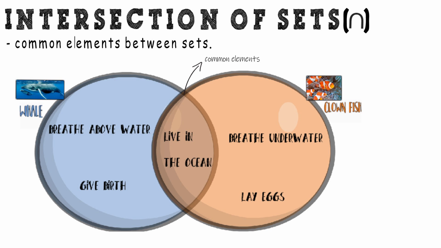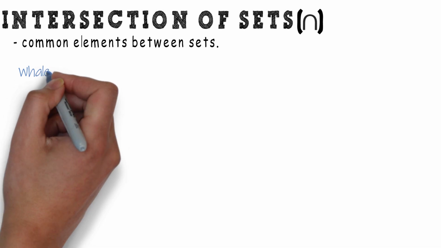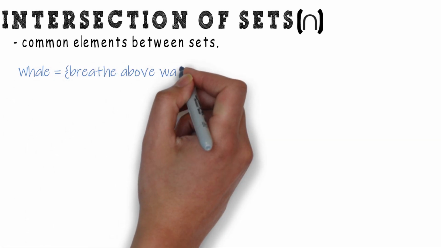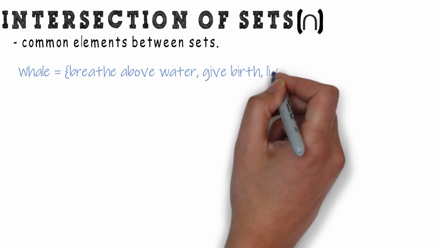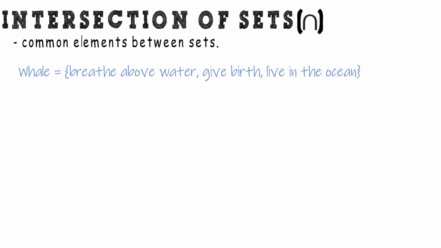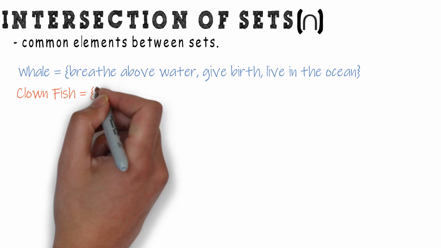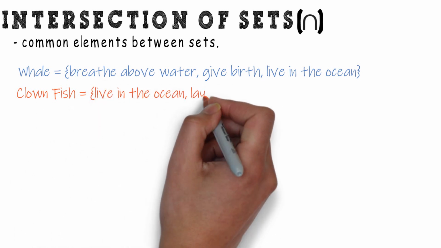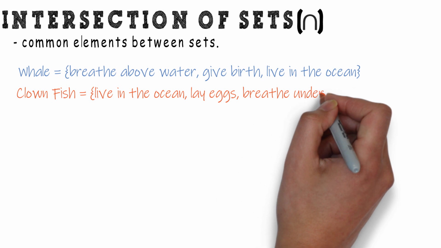Let's now continue with our example. Aside from the Venn diagram, we have different ways to write our sets. One of them is the roster method or roster notation, wherein we just list the elements of the set. For the set of whales, the elements are enclosed with braces. So we have breathe above water, give birth, and live in the ocean. For the set of clownfish, we have live in the ocean, lay eggs, and breathe underwater.